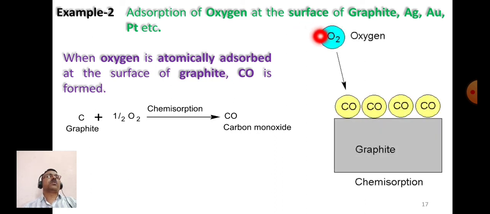So it can be shown like this. This is the oxygen. When it comes in contact with the surface of the graphite, then that oxygen and the carbon of the graphite form a carbon monoxide molecule. So in this way, a layer of carbon monoxide is adsorbed at the surface of graphite.